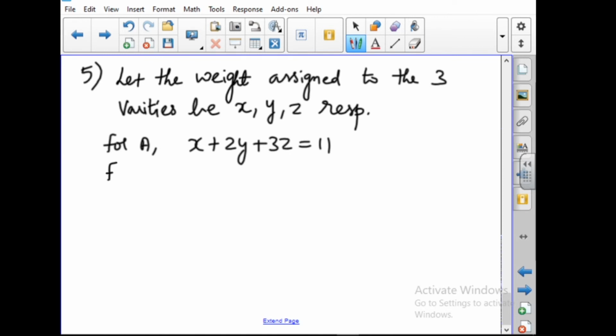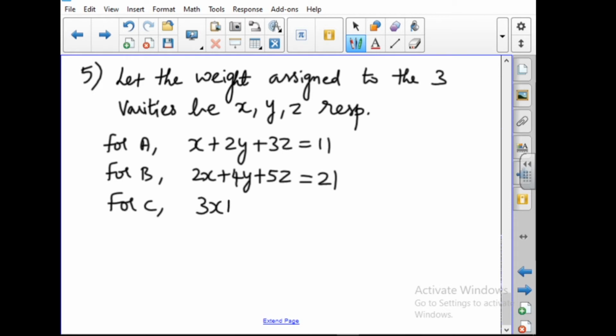For B, it is given 2, 4, 5: 2x plus 4y plus 5z is equal to 21. And for C, it is given 3, 5, 6: 3x plus 5y plus 6z is equal to 27. So the three equations are framed now. Now we need to find out delta, delta x, delta y, delta z, and then by Cramer's rule we can find out the value for x, y, z.